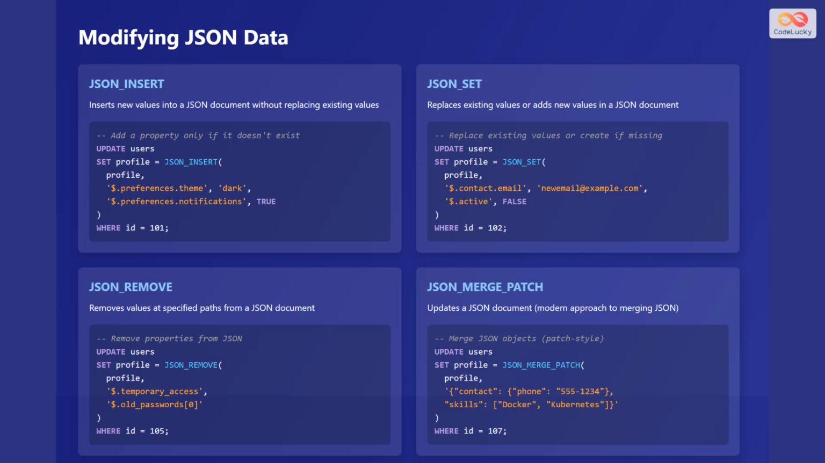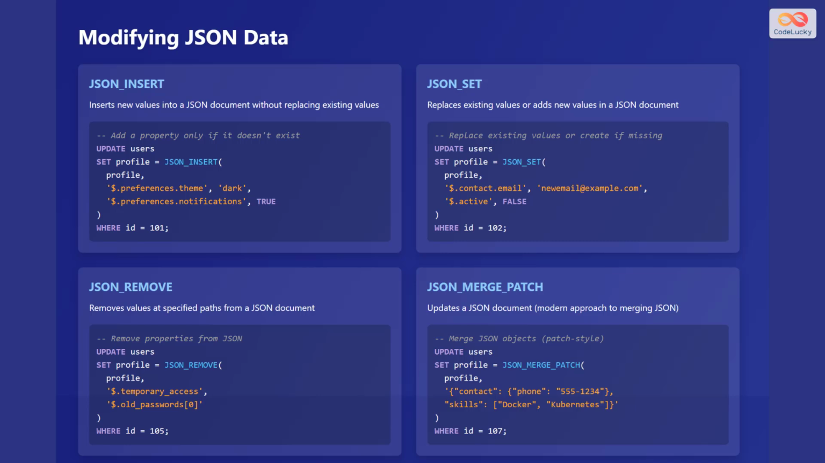JSON_set replaces existing values or adds new values in a JSON document. This query replaces the email address and updates the active status in the user's profile. JSON_remove removes values at specified paths from a JSON document. This query removes the temporary access and oldest password from the user's profile.